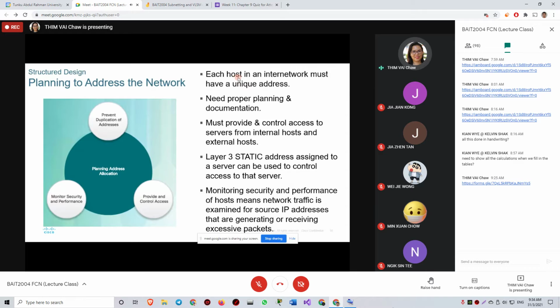Each host in the internetwork must have a unique address. And then we need to plan proper documentation. That's why in your assignment you must have your addressing table and your subnetting table in your document, to plan your networks. You must provide control by having addresses. You must provide control and access to the server. Who can access the server, from the internal host or from the external host?